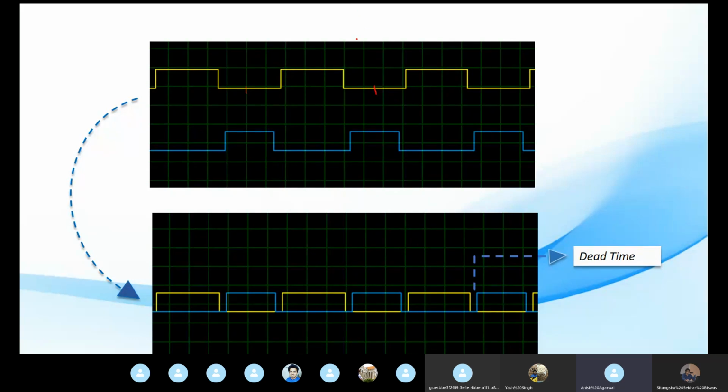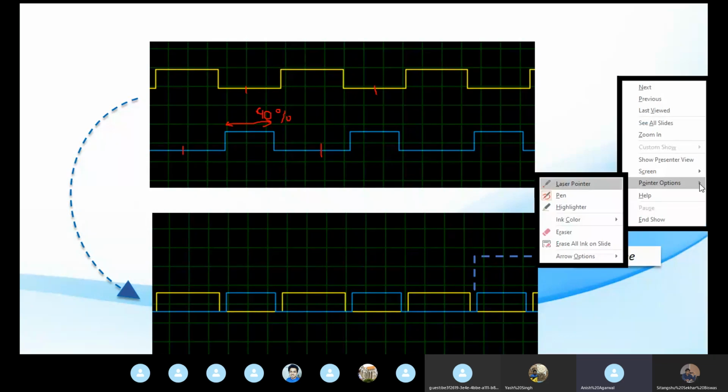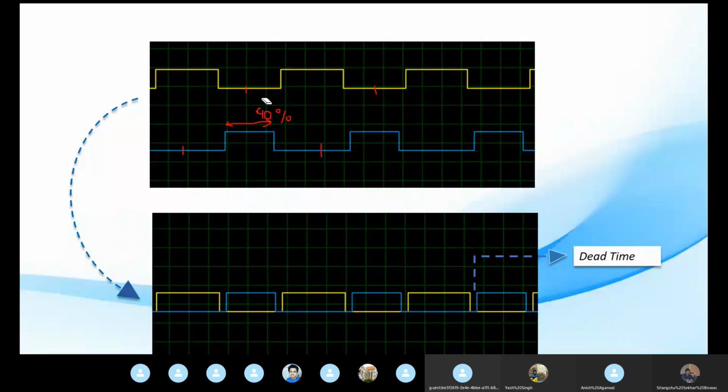In the non-inverting wave, the blue wave, we have not set it to 50%. We have set it to remain on for 40% of the time and stay off for 60% of the time. Had both the waves been at 50%, then if we had superposed or added both the waves, we would have always got a value in the output.